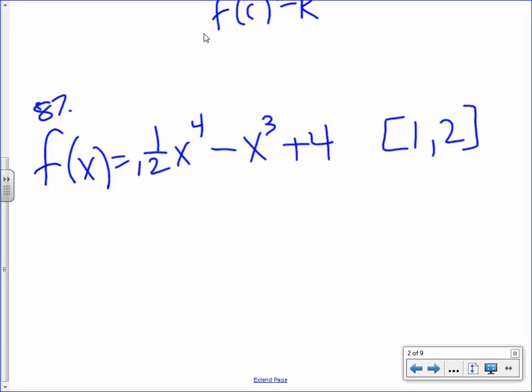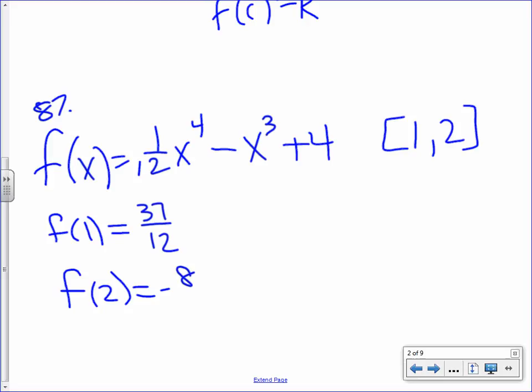Well, okay, so help me out. What's f of 1? 37/12. And what is f of 2? Negative 8/3. Is this going to cross the x-axis between 1 and 2? Absolutely. Why? Because it's a negative and positive.